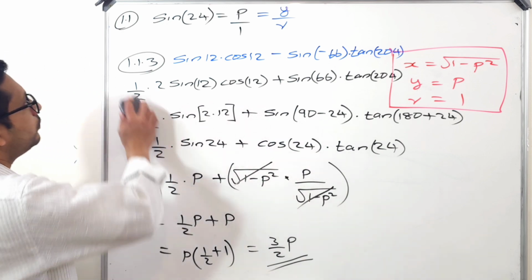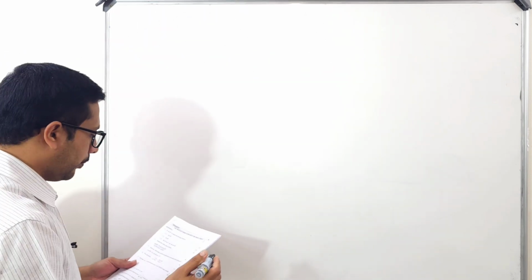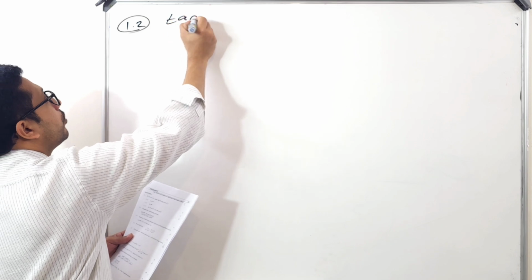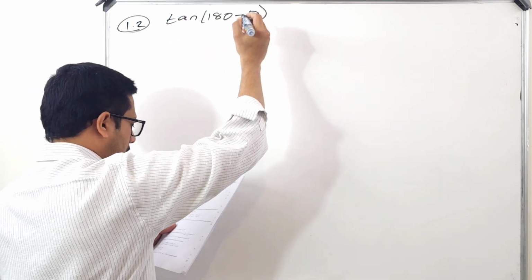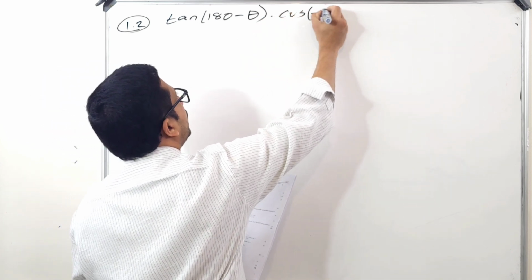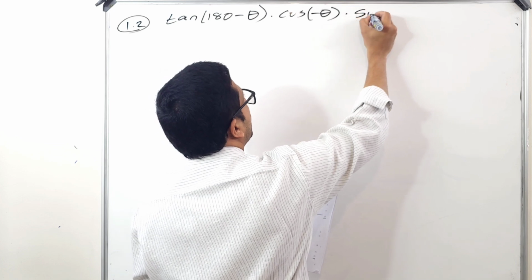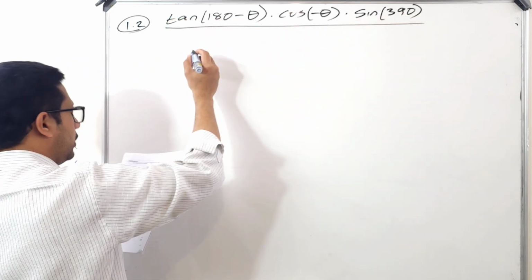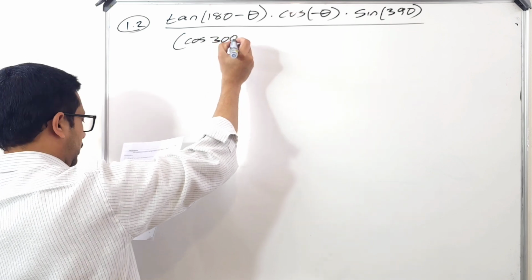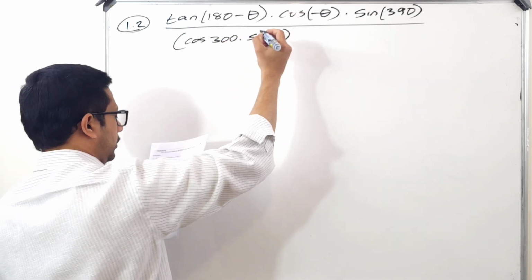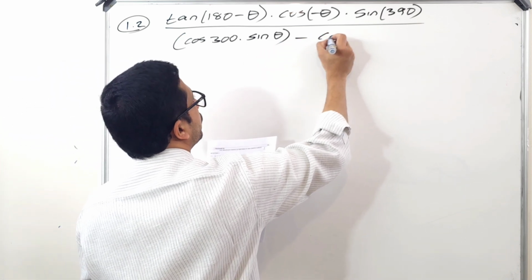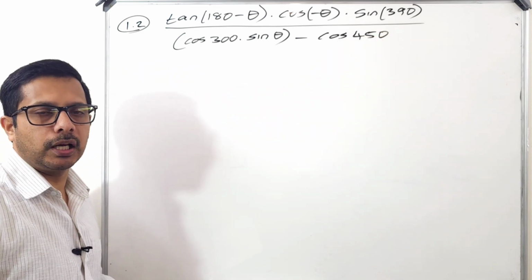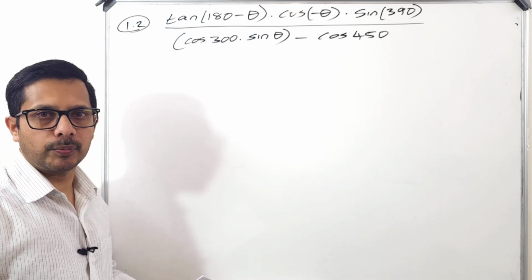Question number 1.2, simplify fully without using a calculator. Tan of 180 minus theta times cos of minus theta times sine of 390, the whole divided by cos of 300 times sine theta minus cos of 450. So you have to simplify this one without using a calculator. What type of question is this? Of course, the reduction formula type. Am I right?